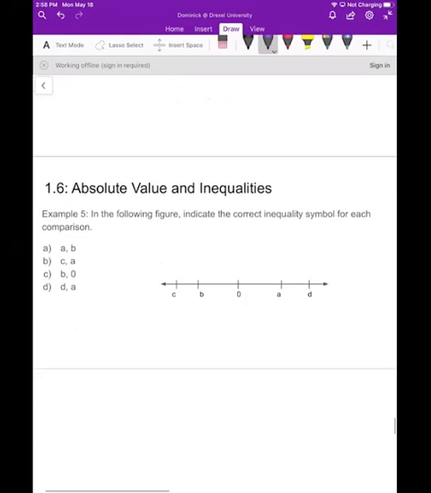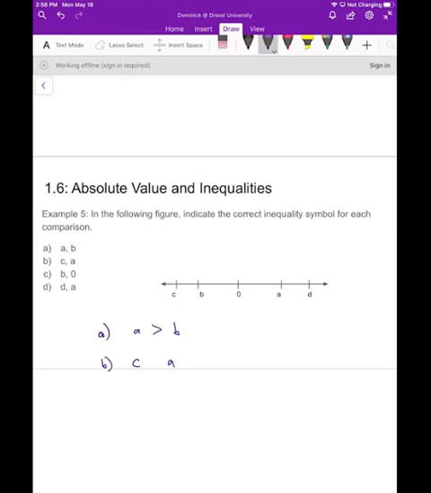Okay, so if we're given an arbitrary number line like this, we can still make comparisons between two numbers, even though the values here are sort of arbitrary, just by their position on the number line. All right, so for example, in part A, we want to fill in the appropriate inequality symbol. And since A is further to the right than B, A is bigger than B.